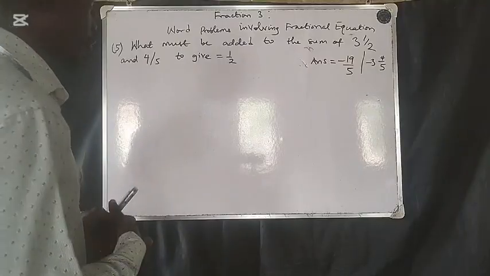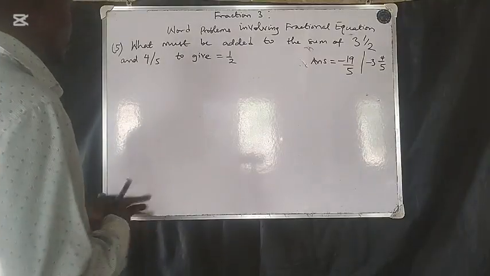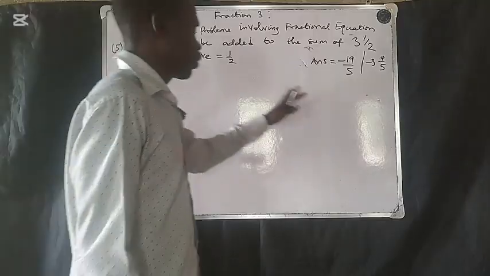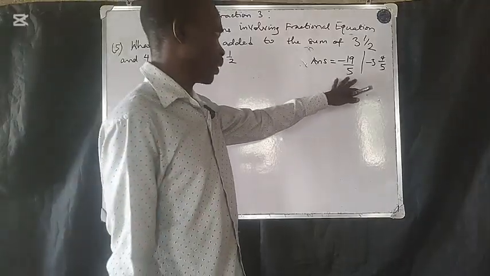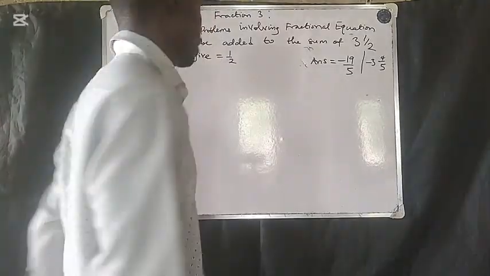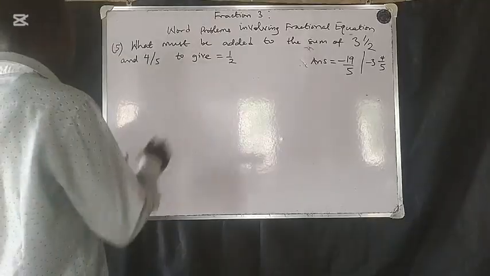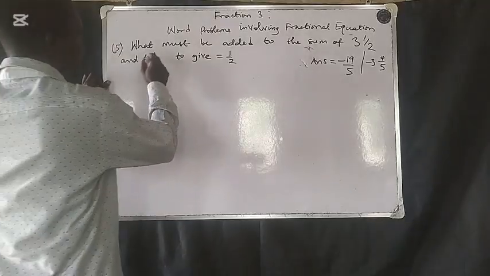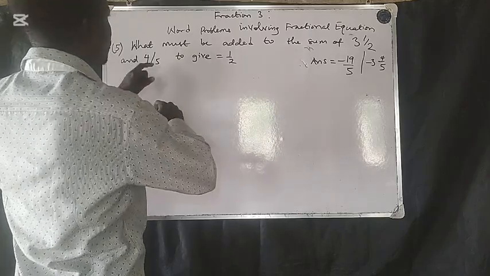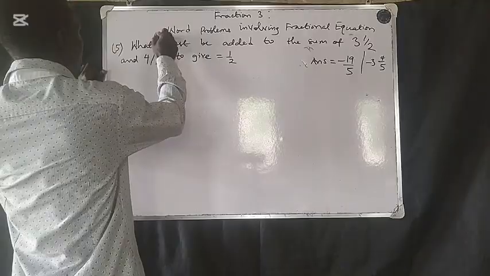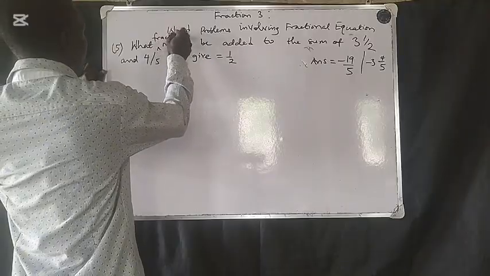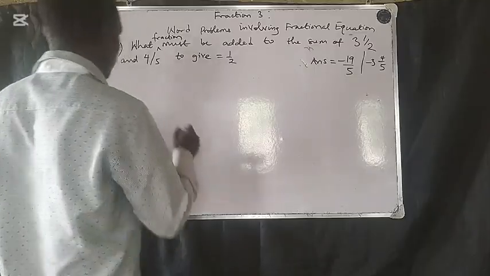What fraction must be added to the sum of 3 and 1 over 2 and 4 over 5 to give 1 over 2? What fraction must be added? We don't know the fraction.